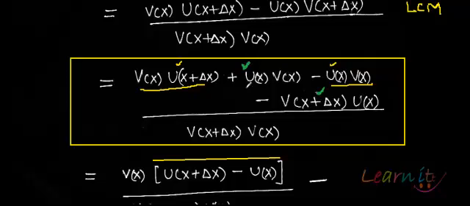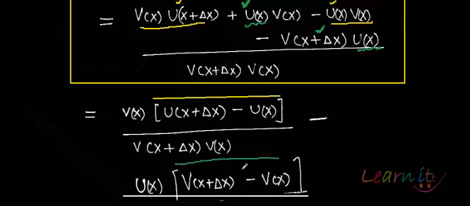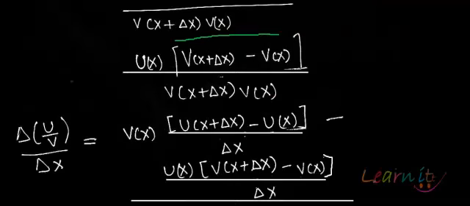Now here, can you see something peculiar? Yes, there is a u(x) in common, so I can take out u(x) in common. With a minus sign I take out u(x), and this minus sign becomes plus, and this plus sign becomes minus. So v(x plus delta x) minus v(x) is something that I get in my big bracket out here. The denominator, as I said, will be the same.